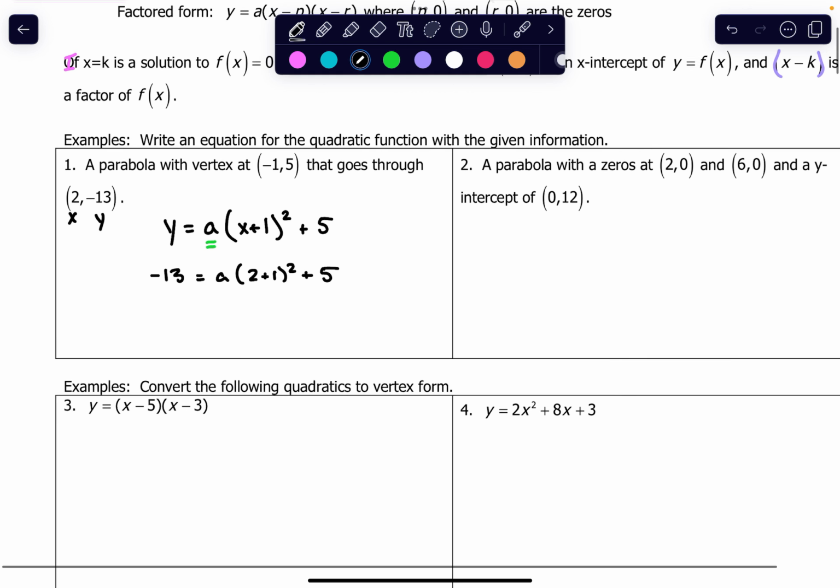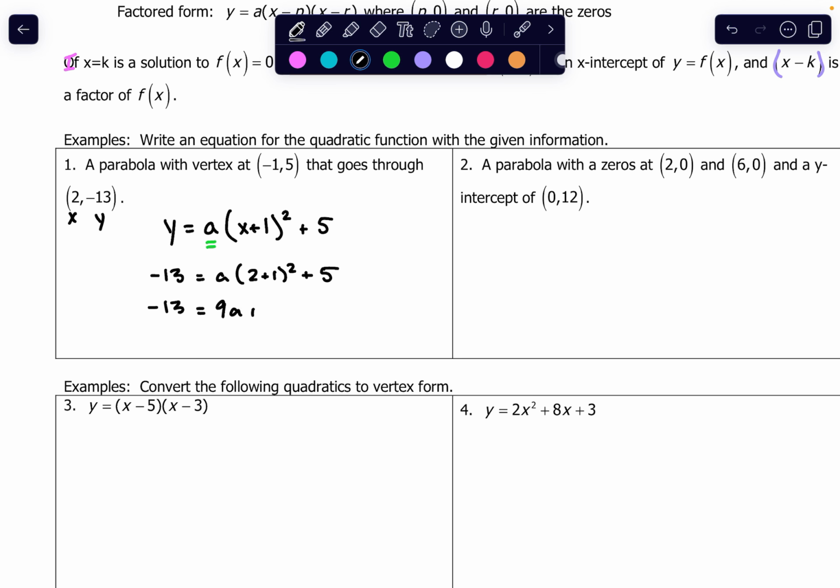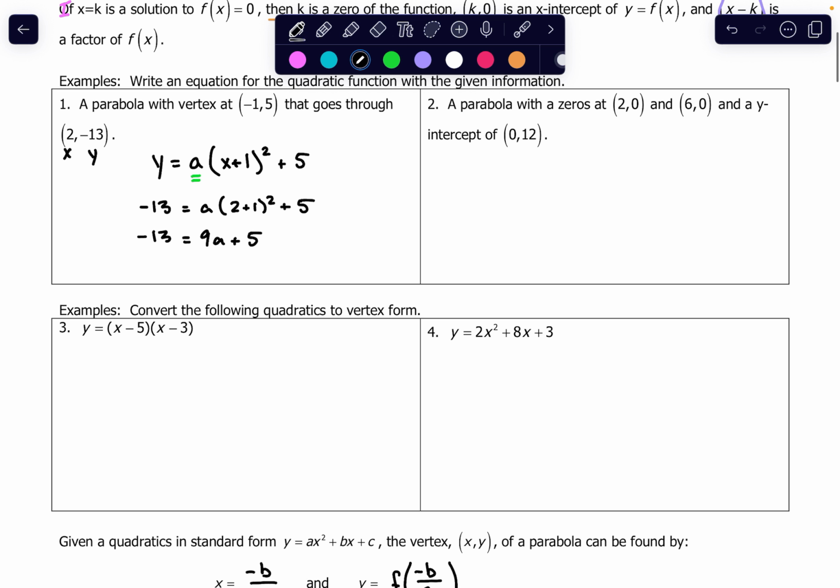Now let's simplify this. Starting with parentheses, we get 3 squared, which becomes +9. We're going to isolate a by subtracting 5 from both sides, and we get -18. Lastly, 9 times what number is -18? And we know that a is equal to -2.